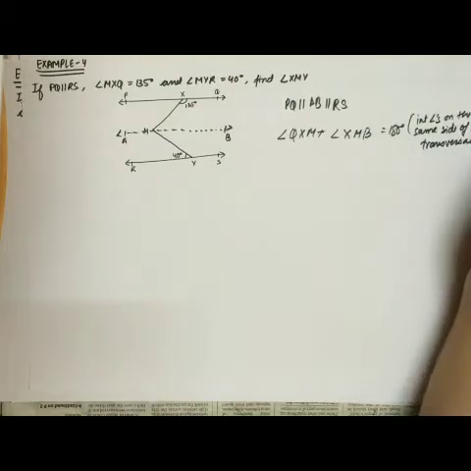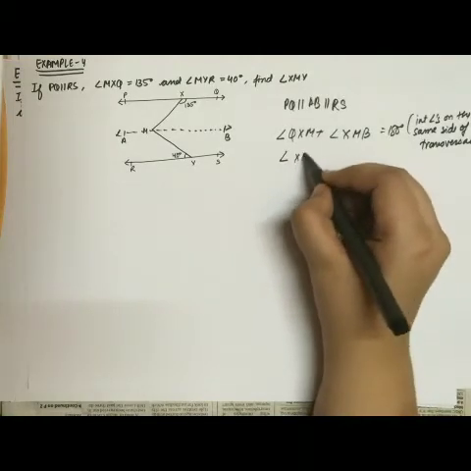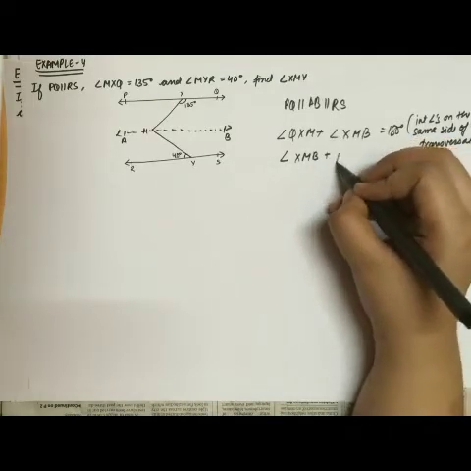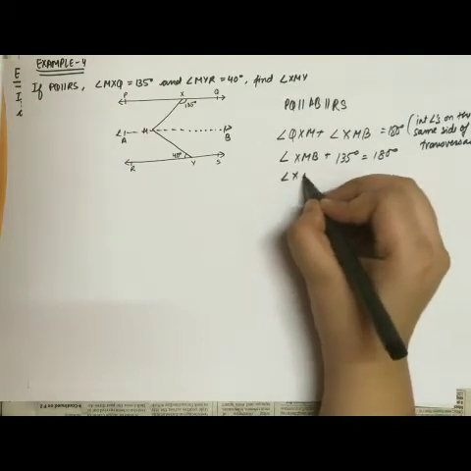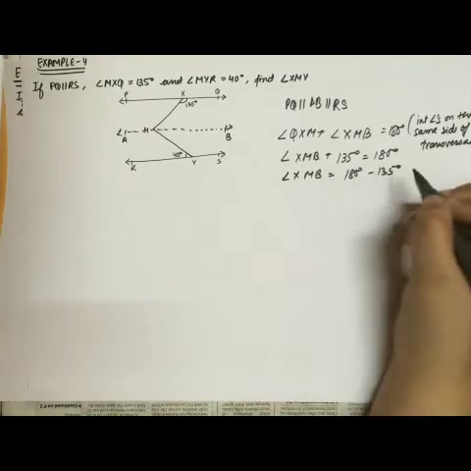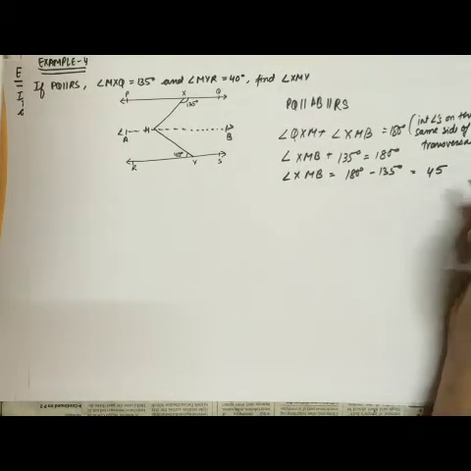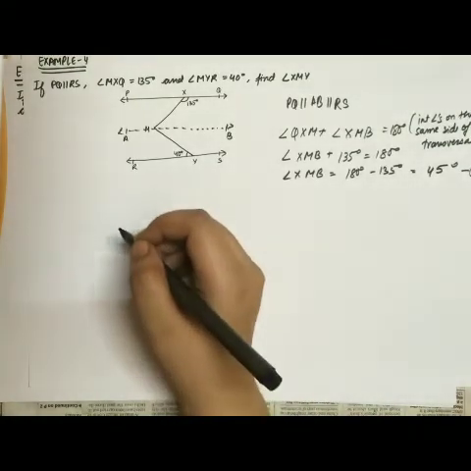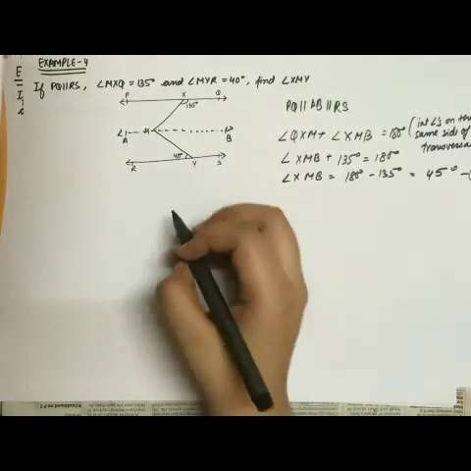Are supplementary. And angle XMB plus angle QXM, which is given as 135 degree, is equal to 180 degree. Therefore, angle XMB is equal to 180 degree minus 135 degree, which is equal to 45 degree. Now we will mark it as 1.